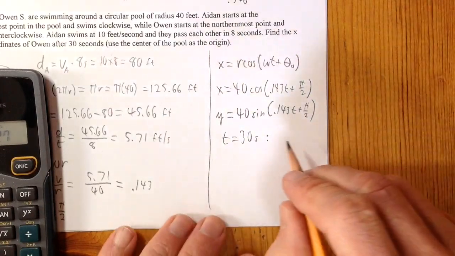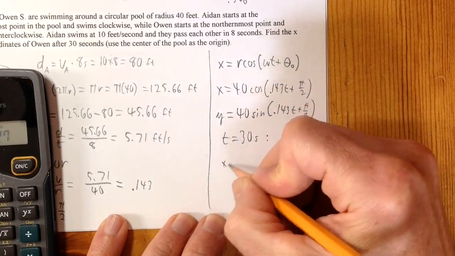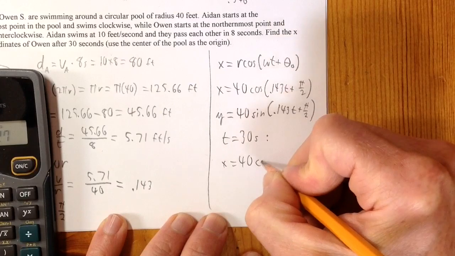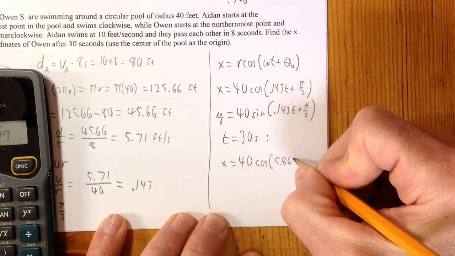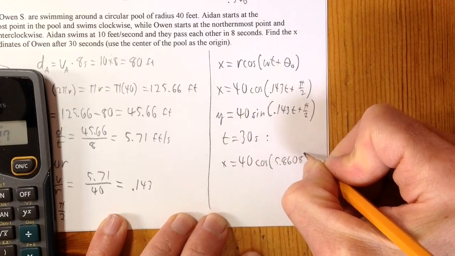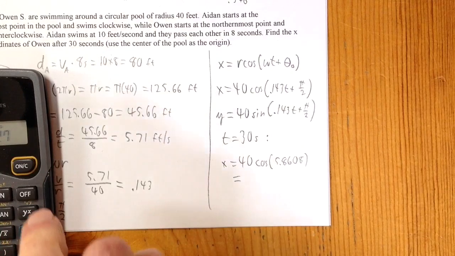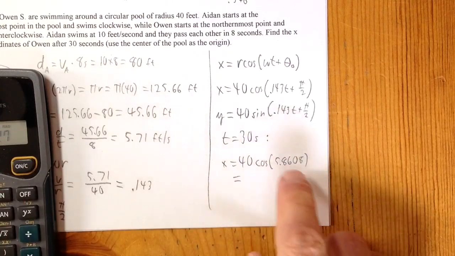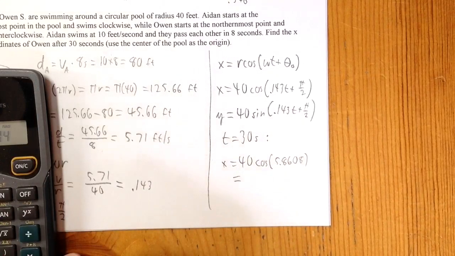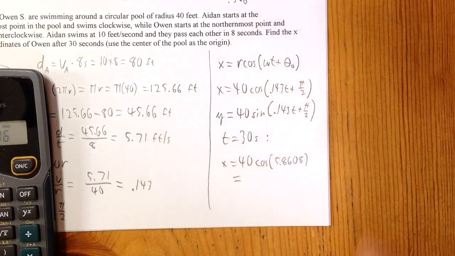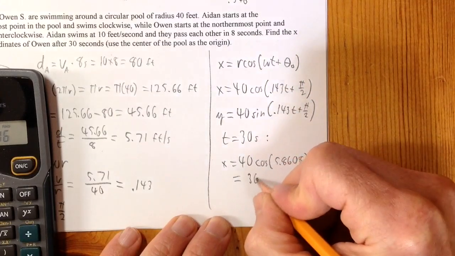I get 5.861. So x is equal to 40 times the cosine of 5.86. Make sure your calculator is in radians. So take the cosine times 40, and I get about 36.5.